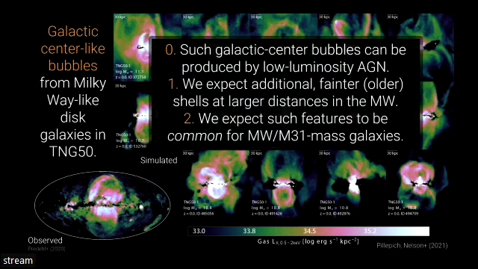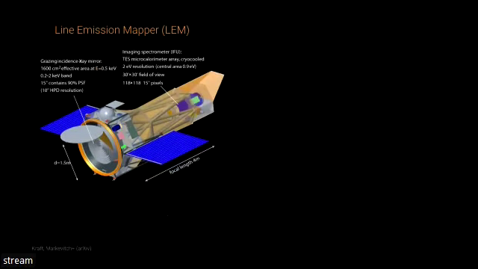Okay, but that's hard. Why is it hard? This is very diffuse gas. This X-ray emission is very dim. It's very hard observationally to find them. How could we find such features? We could do something like LEM. LEM is an X-ray emission concept for the future. It's an IFU for X-rays in space.